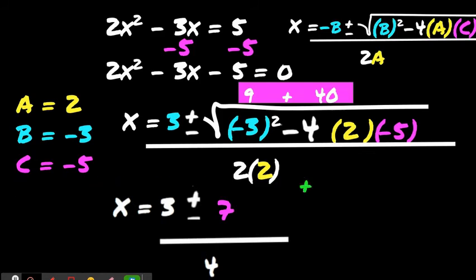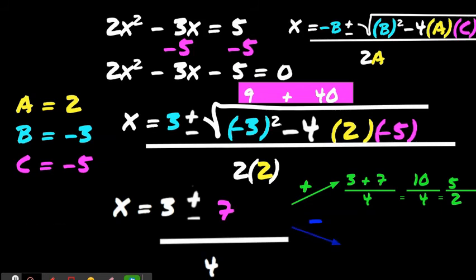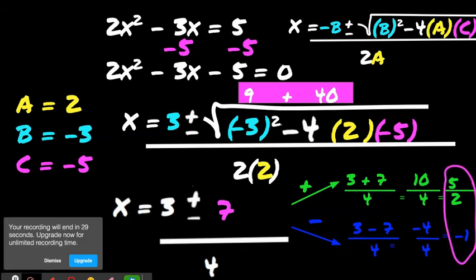So now we'll deal with that plus or minus. Let's do the plus first. We'll do 3 plus 7, which is 10, over 4. So when we reduce that, we'll get 5 over 2, or equivalently 2.5. Now we'll deal with the minus. We'll do 3 minus 7, all over 4. 3 minus 7 is a negative 4, all over 4. And when I reduce that, I get a nice negative 1. So my solutions to the quadratic equation are 5 over 2 and negative 1.